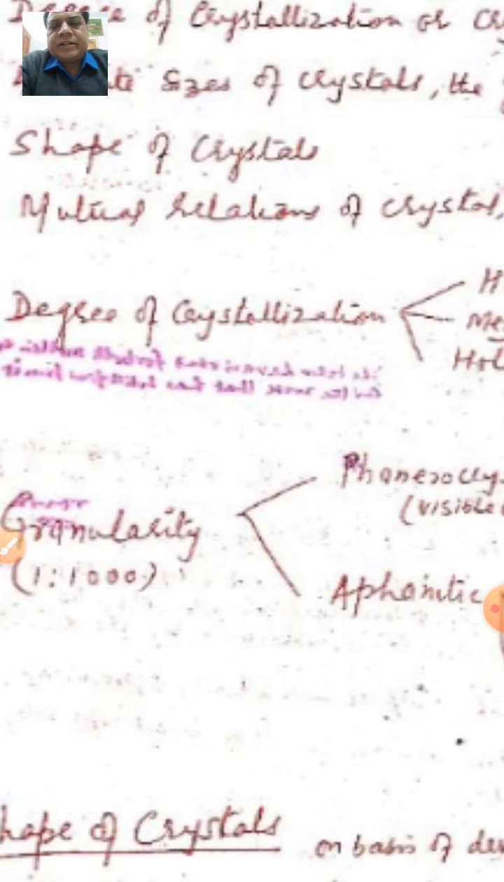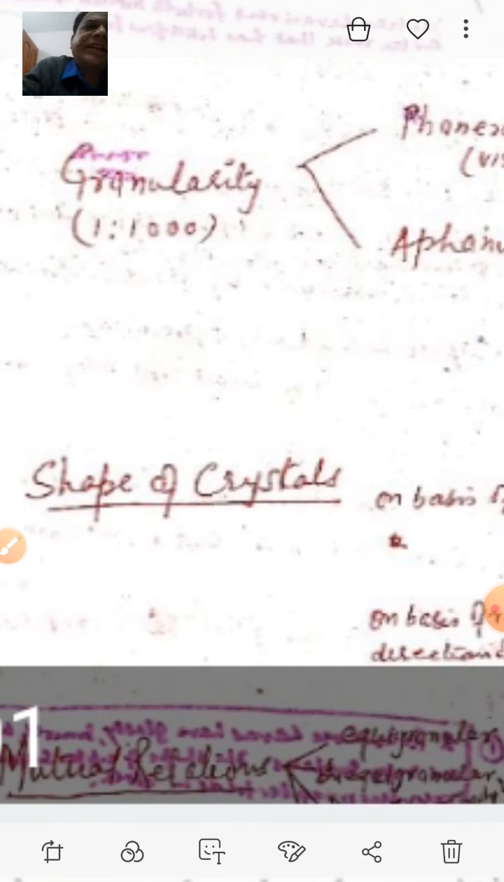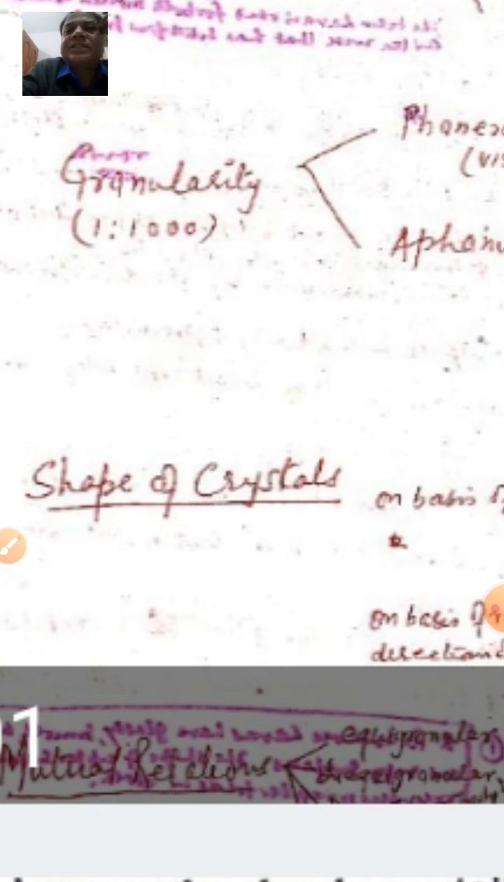Now the second consideration is the granularity, means the actual sizes of the grains. The granularity, the ratio of the crystals that are found in igneous rocks, is on an average 1 is to 1000. The ratio of the height of human beings is 1 is to 4. The height of a human being can be at most 8 feet and the minimum 4 feet. The ratio is 1 is to 4.